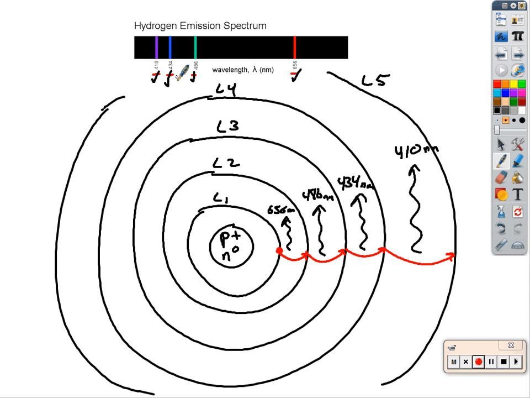We'll do some of those in class. It's used in making fireworks. When they want to make a firework, for example, that's blue, they will use a substance whose line spectrum produces a bluish color. Things like that.